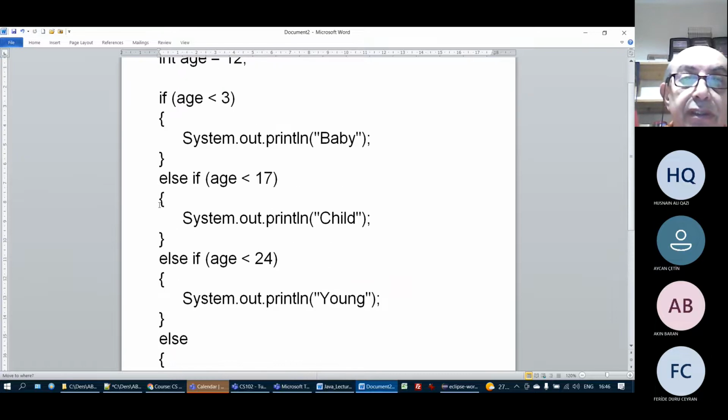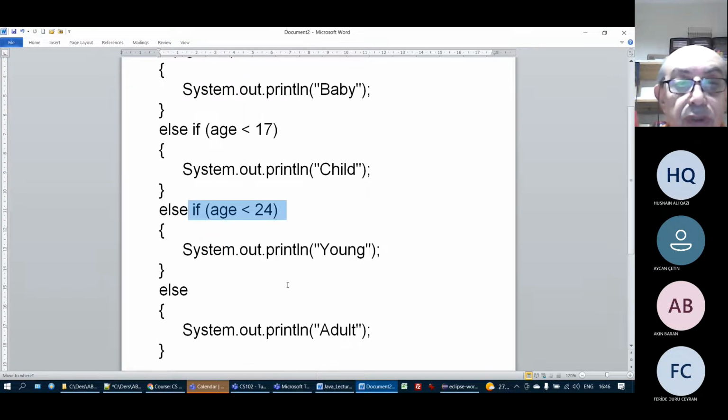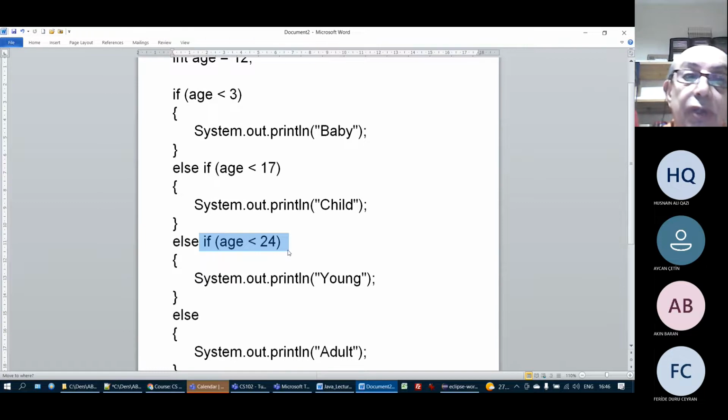Now, this is equivalent to the previous one. If H is less than 3, do this. Else, if H is less than 17, do that. Else, if H is less than 24, do that. And then else, do this. So how does it work?